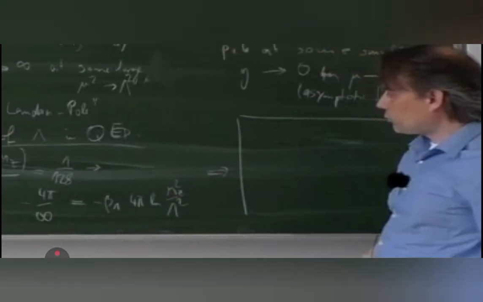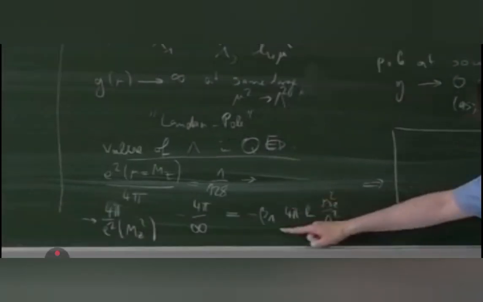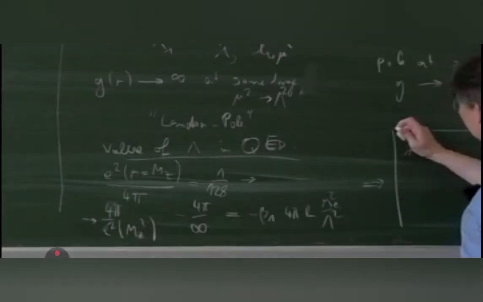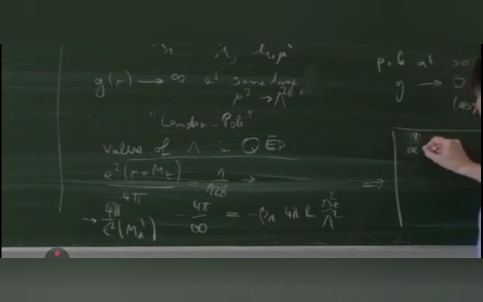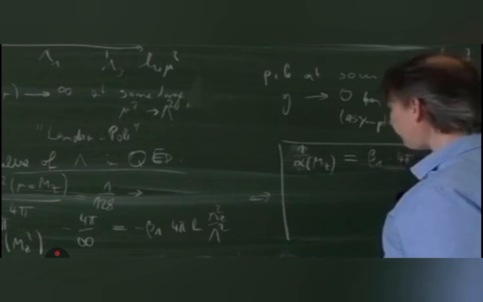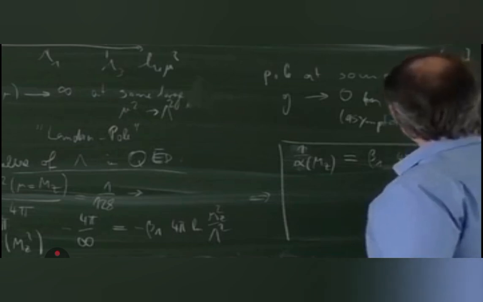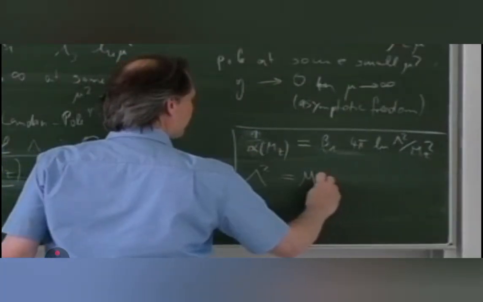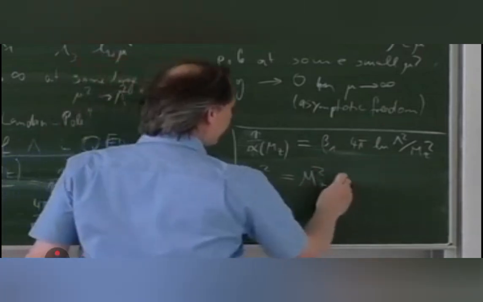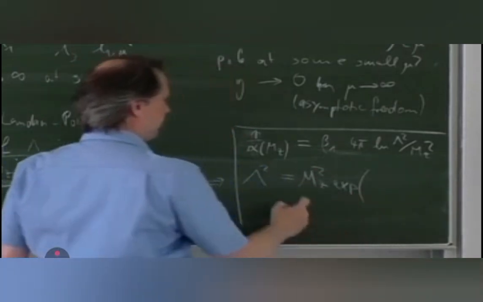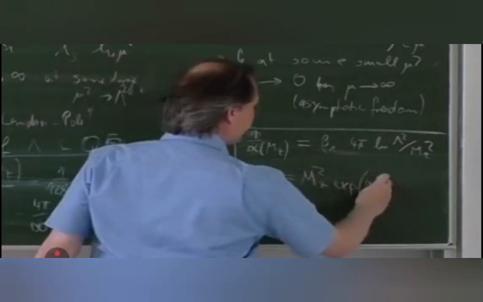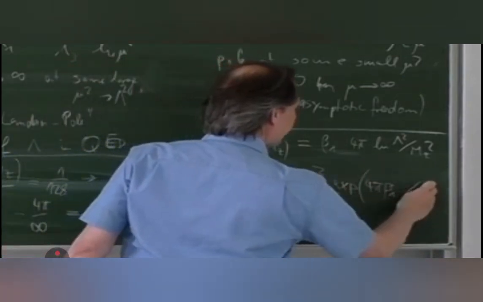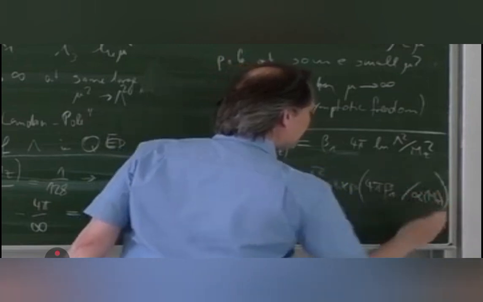So what is the result? The result is 1 over alpha of mz is equal to plus beta 1 times 4 pi times ln lambda square divided by mz square, or we can also solve: lambda square is equal to mz square times an exponential, and the exponent is 4 pi times beta 1 divided by alpha of mz. Right.